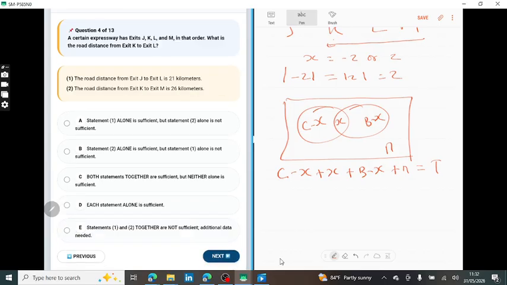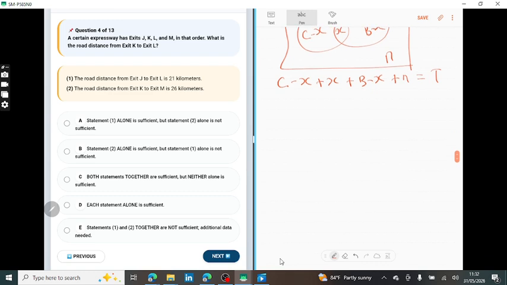Next question. A certain express way has exits J, K, L, and M. What is the road distance from exit K to L? That is here. Statement 1 is the road distance from J to L. That is from here to here. That is not sufficient because to know KL, we need JK.